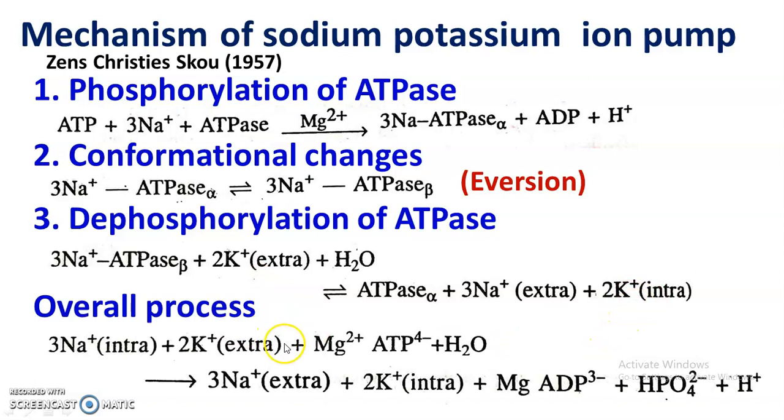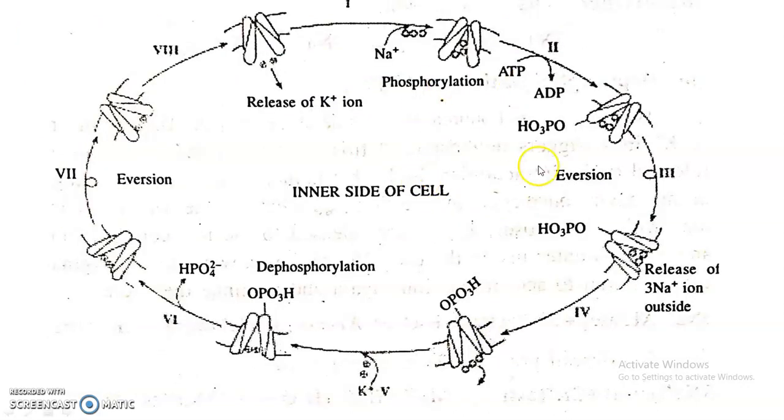Now this is the overall process. During the overall process, initially sodium ions are inside the cell, that is intracellular. After the cycle, sodium ions will be extracellular, and initially potassium ions were extracellular. After the cycle, these will be intracellular. ATP is converted into ADP, and there is a release of energy, which is the driving force for this ion pump. Now this can be explained with the help of this cycle.